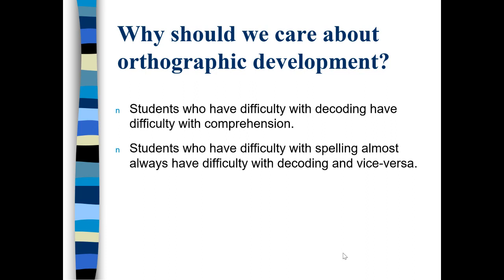And students usually have trouble with decoding if they have trouble with spelling, and vice versa. So we need to know this, and we need to know how to assess our students and what their spelling level is, so that then we can start building reading comprehension lessons for them.